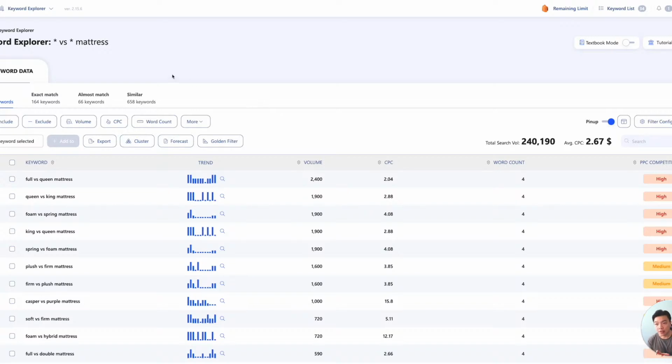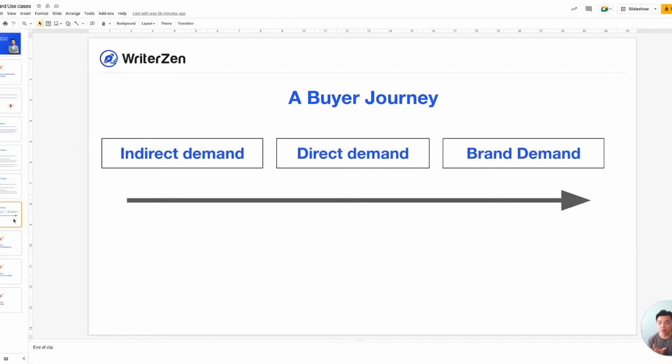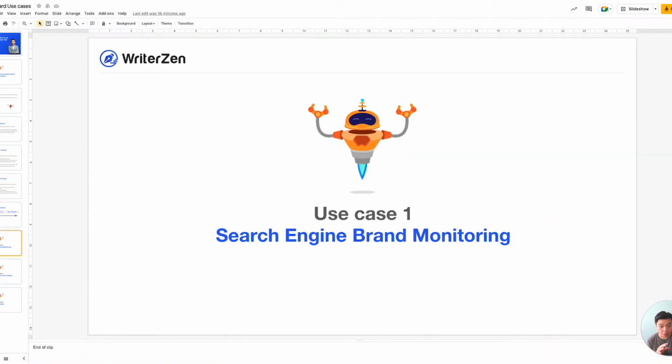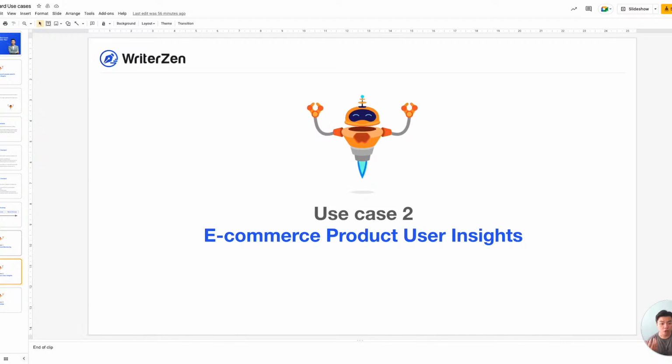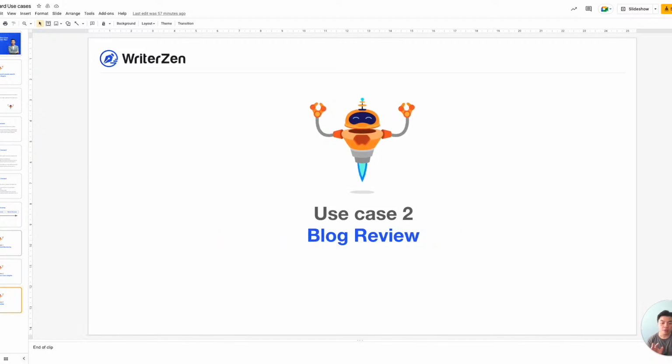So that's one. And now another use case, I think we have three use cases: search engine, brand monitoring, I said already, and e-commerce product user insight. Again, the same thing. You have a product like mattresses or a phone or a refrigerator, I don't know what you guys sell. Anything, you could definitely use Wildcard to extract direct insight from your end users. All right, so the final use case I want to briefly walk over is blog reviews.